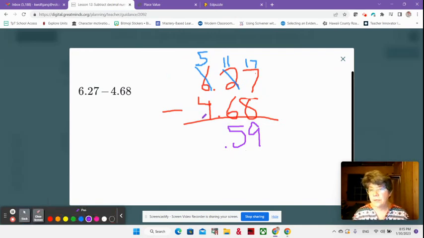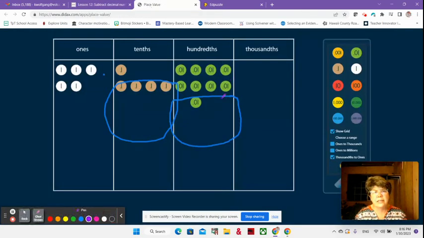5 minus 4. Can I do that? Yes, the bigger number's on top. 5 minus 4 is 1. So now I have 1 and 59 hundredths. Notice my decimals are straight lined up. My ones, my tenths, my hundredths, everything aligned.